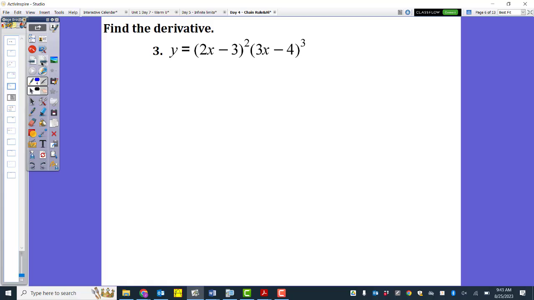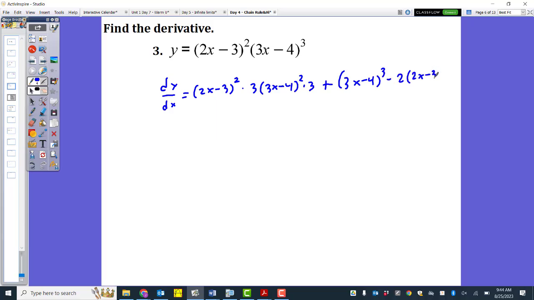All right. We could also do this while incorporating product rule, when things get a little more complex. So we have the first function, which is 2x minus 3 squared, times the derivative of the second. We're going to need chain rule for it. 3 times 3x minus 4 squared times 3, plus the second function, 3x minus 4 cubed, times the derivative of the first. Once again, going to need chain rule for this. So pull down the 2, 2x minus 3 times the derivative of the inside, which is 2. And then we can simplify. Now, our simplification for this is going to start with pulling out common factors.